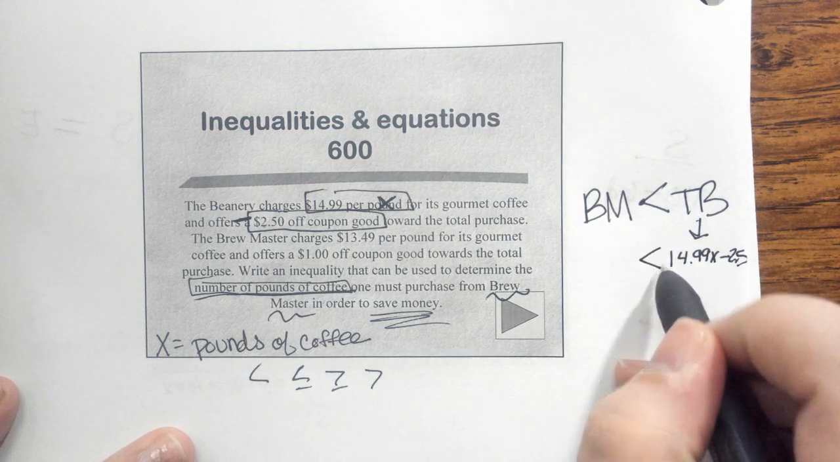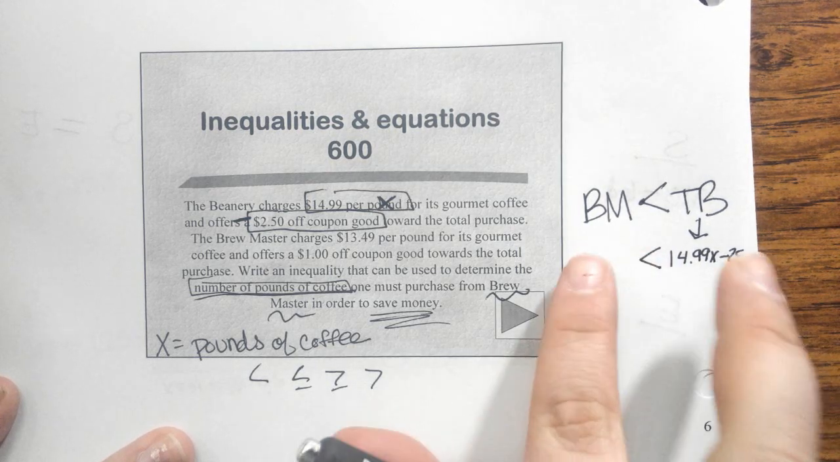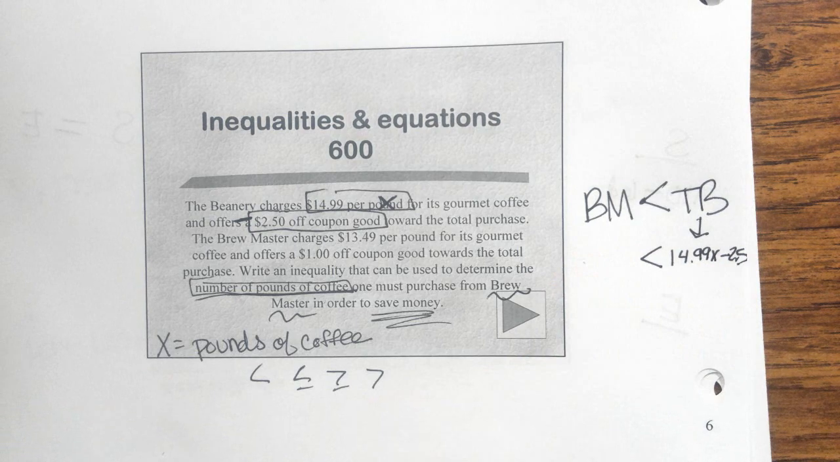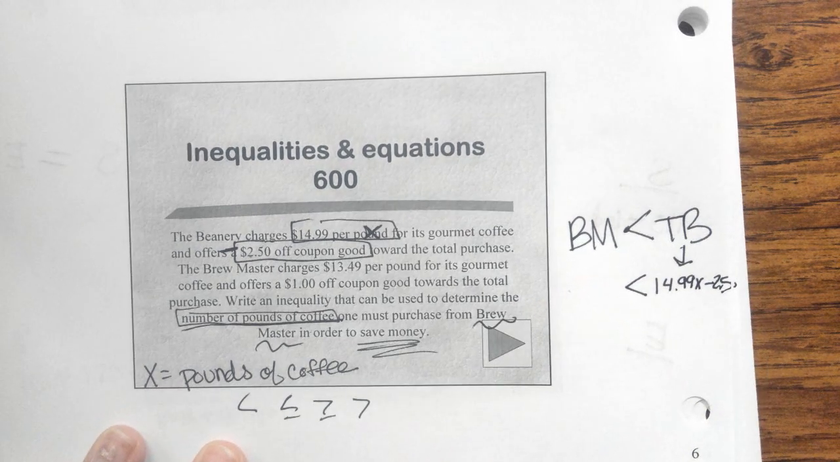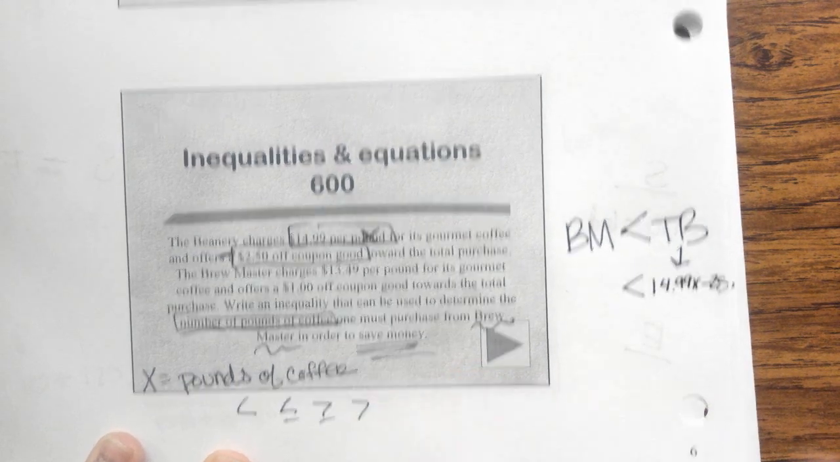You guys can set up the Brewmaster, make sure that inequality symbol is facing the correct direction. That is all I'm going to do in this video. This is just inequalities and equations. Next, we'll look at solving equations.